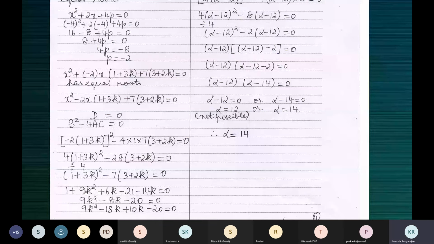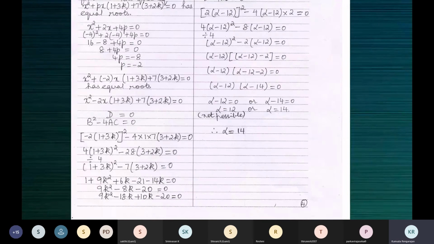So expand this, children. Expand this, multiply by 7, and we get a quadratic equation in k. I was telling you that you can solve this equation. You can find k by splitting the middle term, by using the quadratic formula, or by completing the square. So here I've split the middle term.